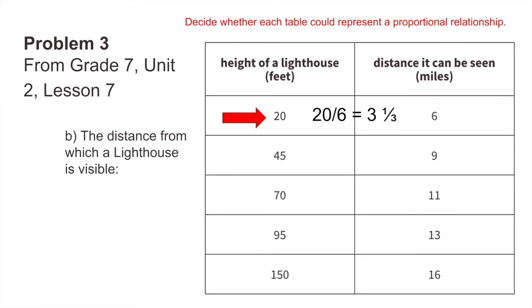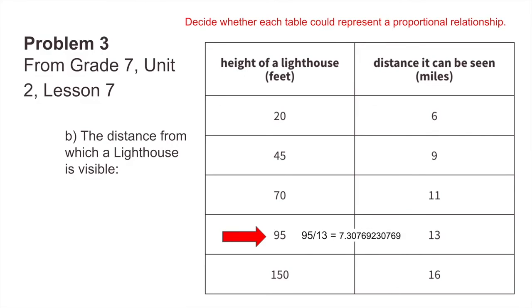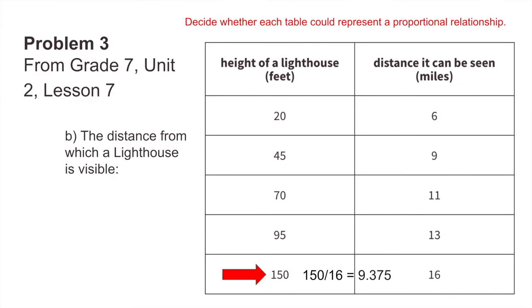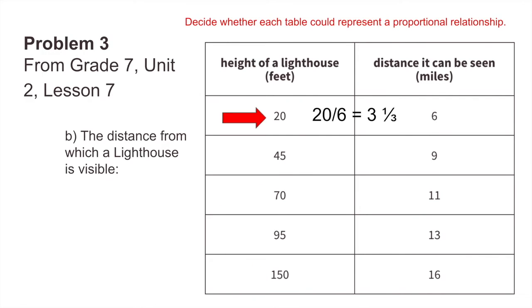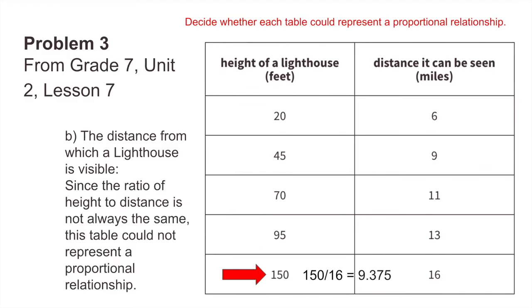So 20 divided by 6 is 3 1/3. 45 divided by 9 is 5. 70 divided by 11 is 6.36, and so on. 93 divided by 13 is 7.30, and so on. And 150 divided by 16 is 9.375. So you notice that these are not the same. Since they're not the same, this table could not represent a proportional relationship.